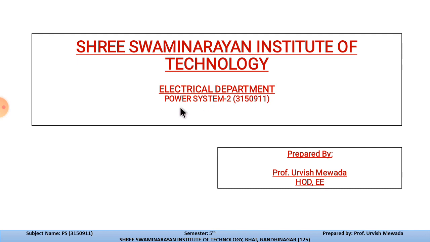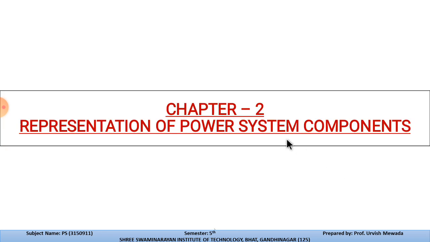I am the subject matter expert of the Power System 2 subject, which is in the 5th semester Electrical Engineering Department, and the GTU subject code of this subject is 3150911. Students, in the previous lecture we finished chapter number 3 of this Power System 2 subject, and today we are starting chapter number 2, that is representation of the power system components.